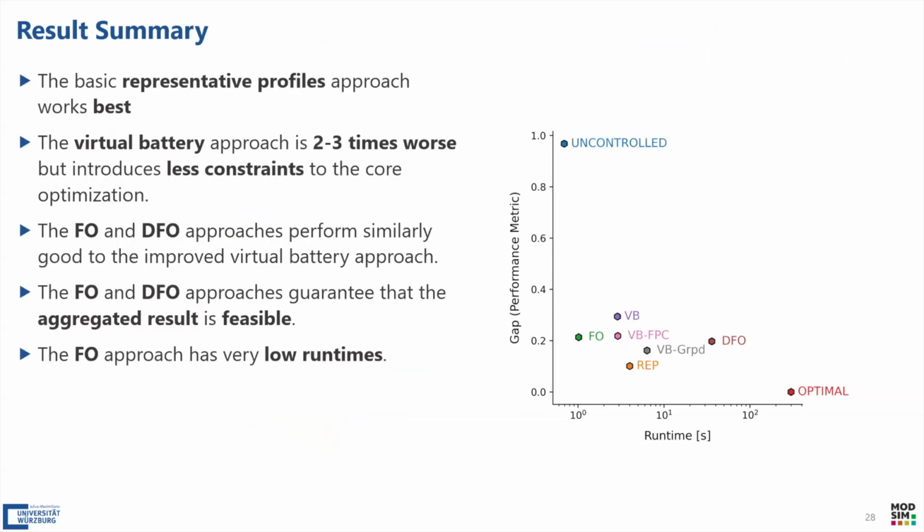So that would be all. Here is the results in summary. We can see basically all approaches have a relevant use case. So the best performance we saw with the representative profile approach and the fastest performance with the FO approach. And we also had perfect disaggregation. But if you really want to compress as much as possible, then the virtual battery approach would be the best choice.